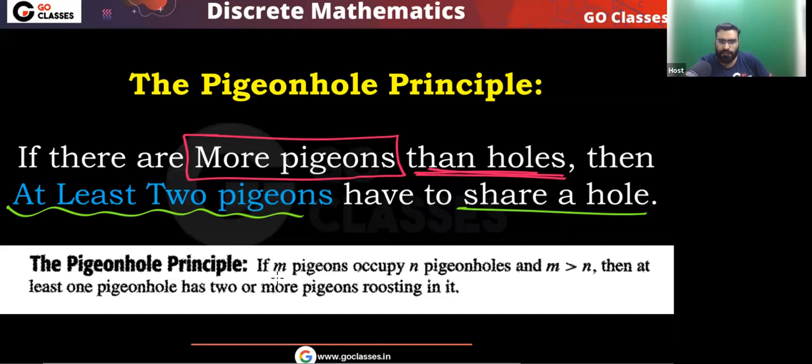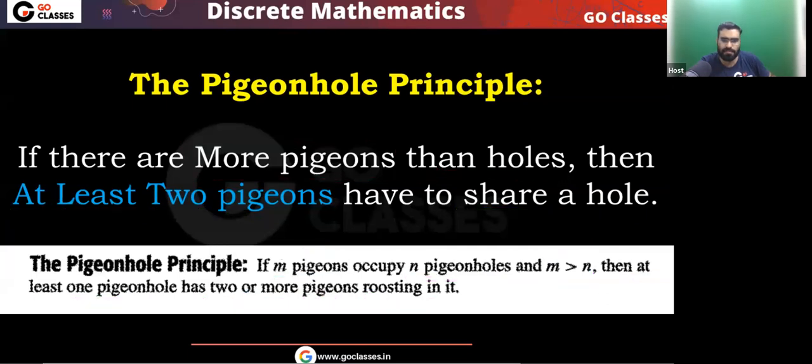So you can notice, if you have n pigeons and n pigeonholes, where pigeons are more than holes, means people are more than the number of rooms, then in this situation, at least 2 people need to share a room. At least 2 or more pigeons will have to share a room. I hope this point is clear.